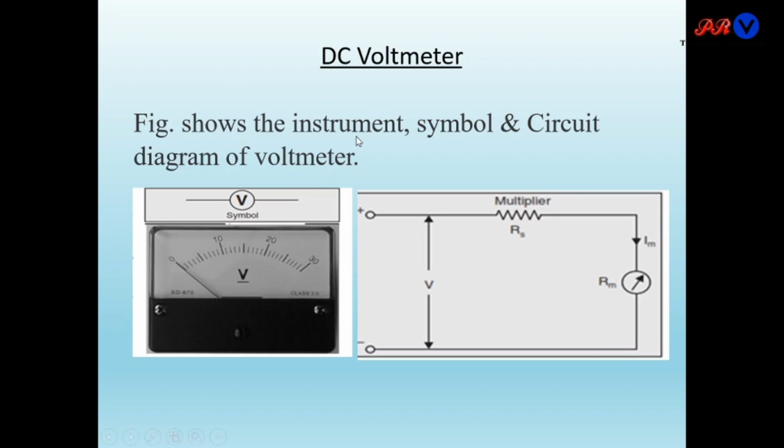So the figure shows the instrument, symbol and circuit diagram of the voltmeter. This is the symbol of the voltmeter. This is the instrument. So in case of DC ammeter, we have A here, and here we have V. A means ampere. This is the circuit diagram of the DC voltmeter. Multiplier is the series resistance here, which is connected in series with this galvanometer or PMMC, and the circuit whose voltage is to be measured is connected across these two terminals.